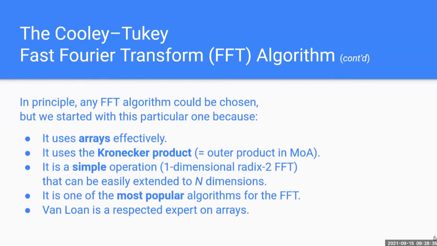So any algorithm I could have chosen. I could have picked any FFT algorithm, and I'll tell you in a couple slides why I did not choose Knuth's algorithm. I chose Van Loan's because it uses arrays. It used the Kronecker product. It was 1D, could easily be extended to ND, and it was very popular. And Van Loan is very respected. I worked with him, and you know, who doesn't know of Golub and Van Loan? Next slide, please.